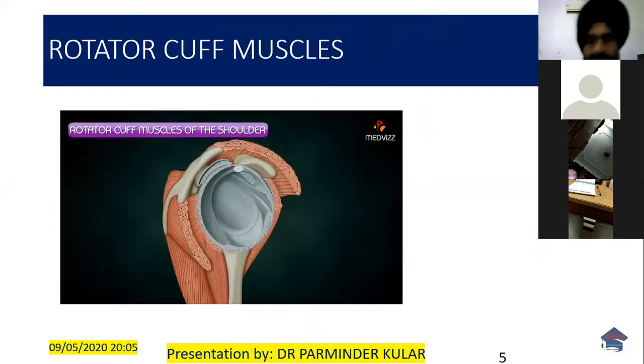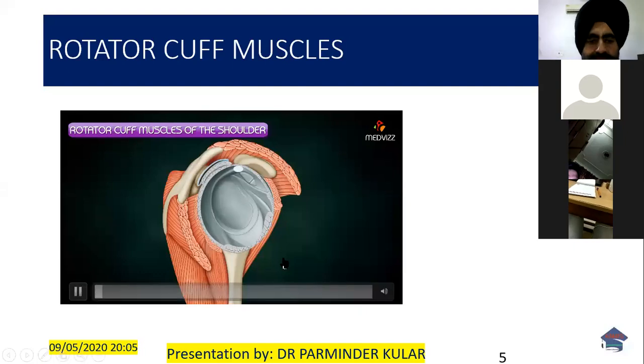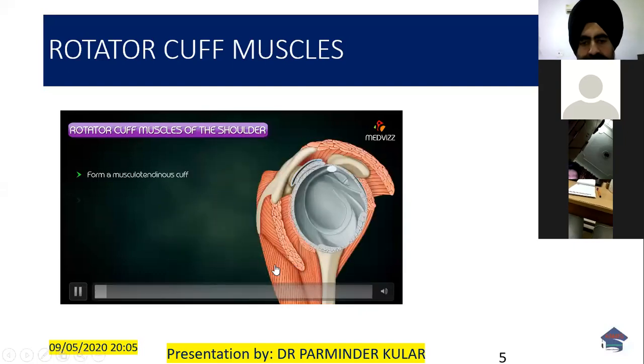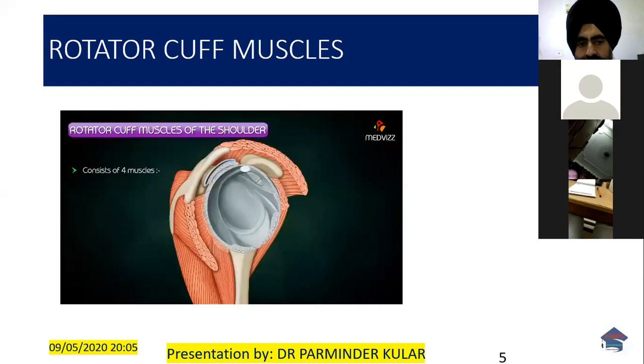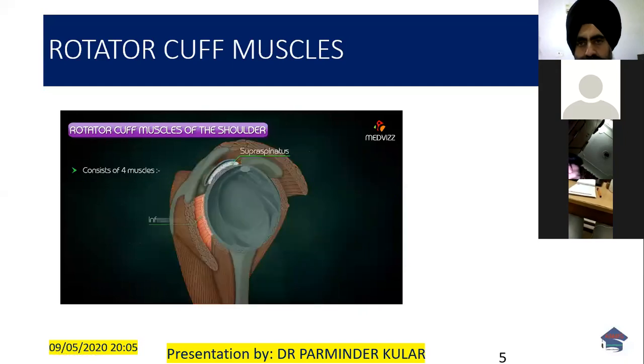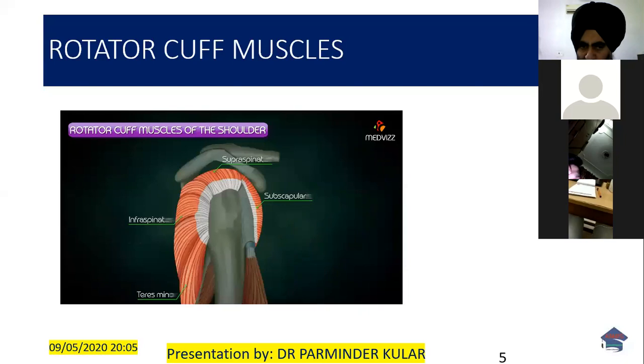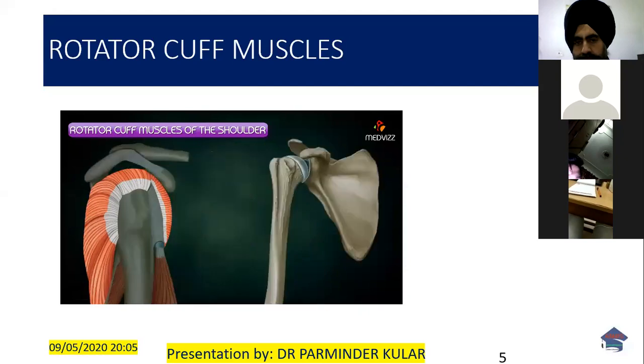So now a brief review of the rotator cuff muscles of the shoulder. The rotator cuff muscles are a group of muscles that form a musculotendinous cuff which provides strength, support, and stability to the capsule of the shoulder joint. It consists of four muscles: supraspinatus, infraspinatus, teres minor, and the subscapularis. The four rotator cuff muscles support the anterior, superior, and posterior aspects of the joint, leaving the inferior part of the joint the weakest. Hence, an inferior dislocation of the shoulder joint is most common.